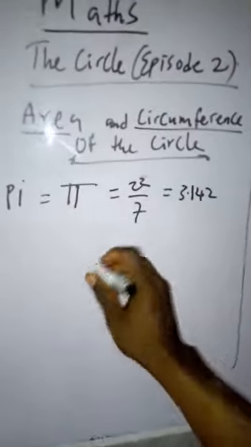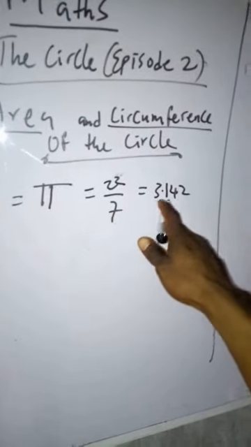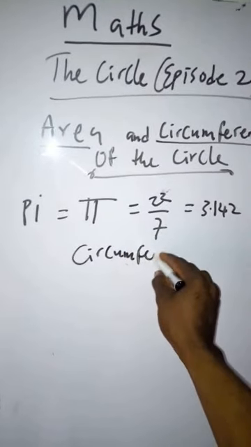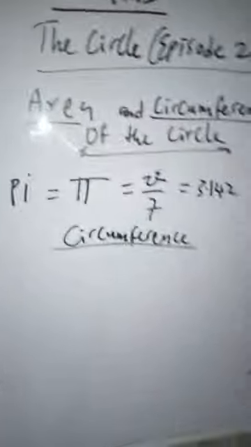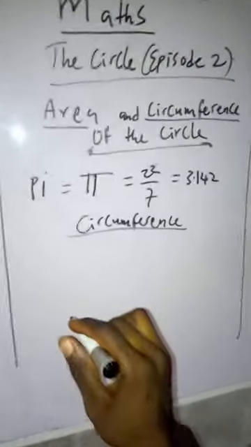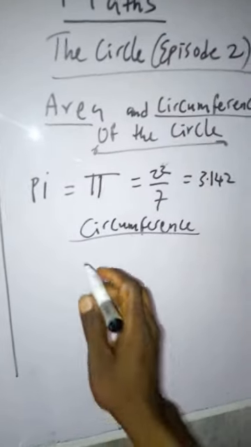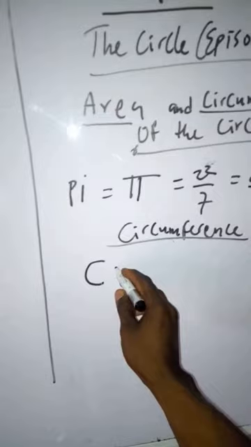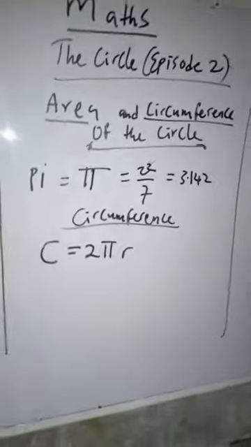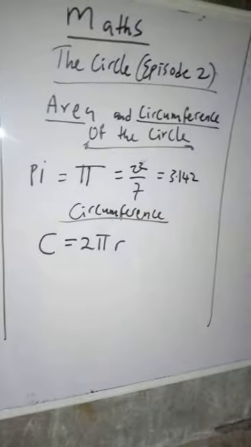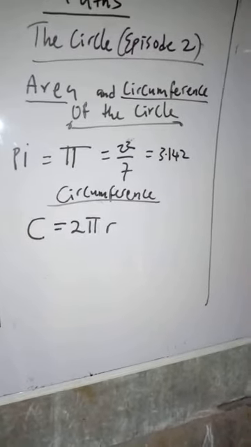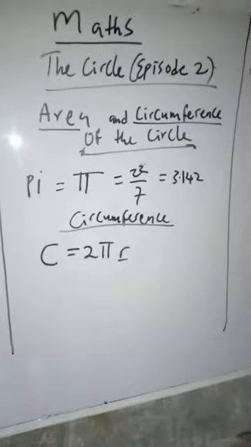Now, having known that pi is 22/7 or 3.142, let's look at circumference as our first topic. My dear, circumference is very, very simple. I don't want to bore you with a lot of derivation. Just know that any day you hear circumference of a circle, just name that circumference as C. The formula is 2 pi r. It depends on the question given. If the question is given with diameter, you divide the diameter by 2 to get that r that you see here, in order to put it here.